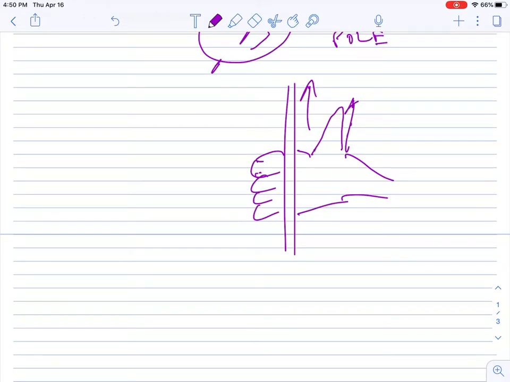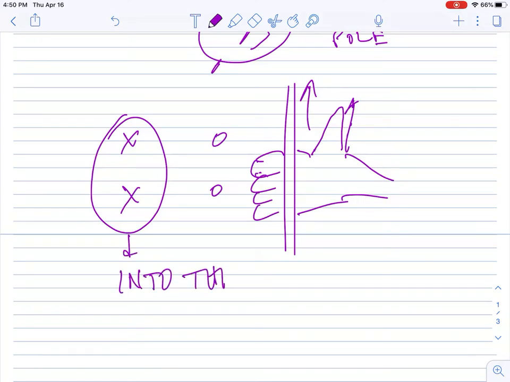One of the things you've got to be able to do is define something going into the field, or into the page, or out of the page. So what we do is we use X's and we use dots. Here's the designation: X's indicate that the magnetic field is going into the page.